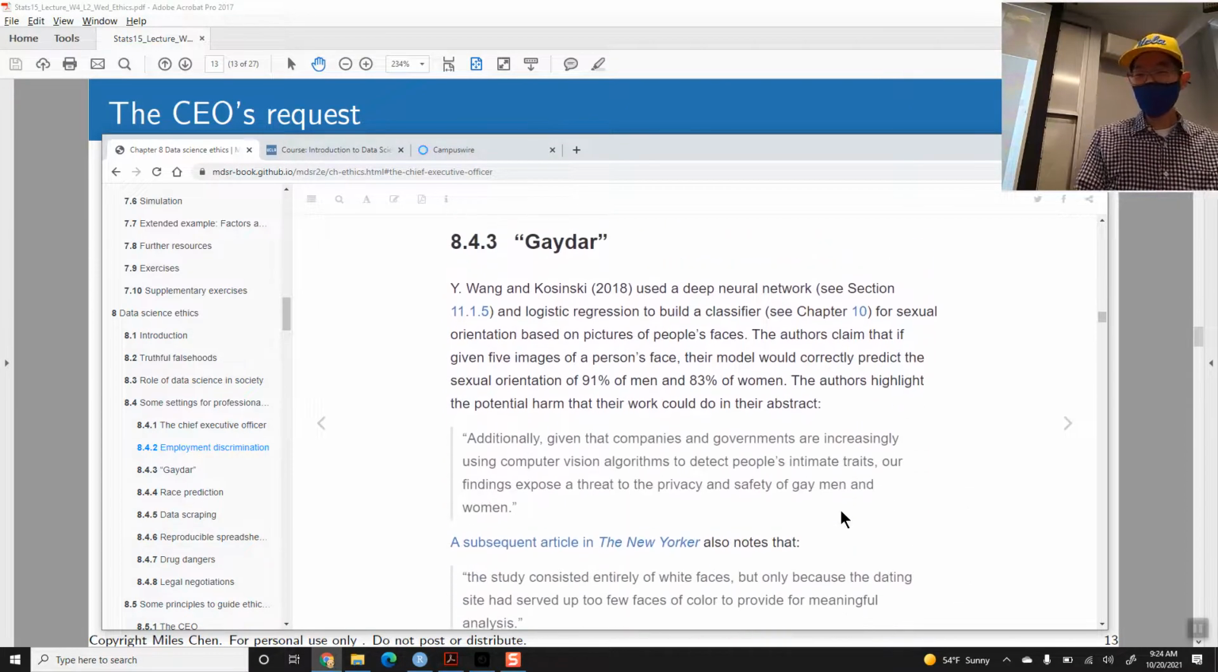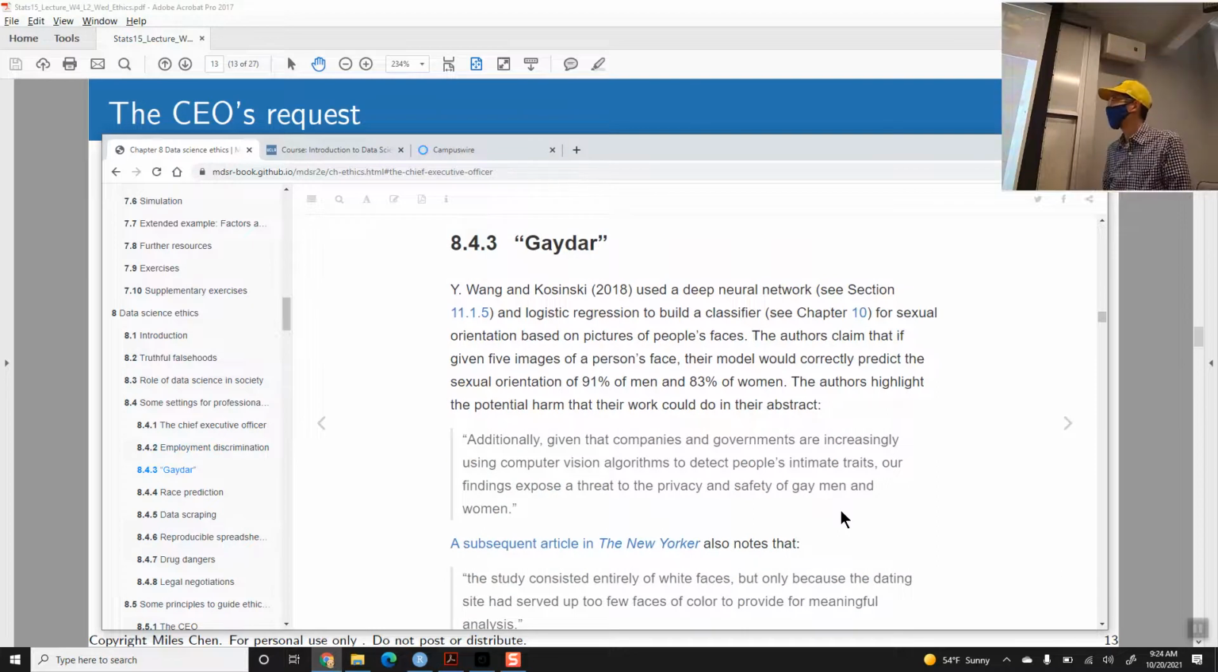Here's another scenario. The authors, Wang and Kosinski, used a deep neural network. A neural network is a statistical procedure where you feed in data and it spits out an answer. It sounds really fancy, but basically it's like a function. You put in some information, and it spits out an answer. Just think of it as a function: you put in an x value, and it spits out y. A neural network works in a similar way.